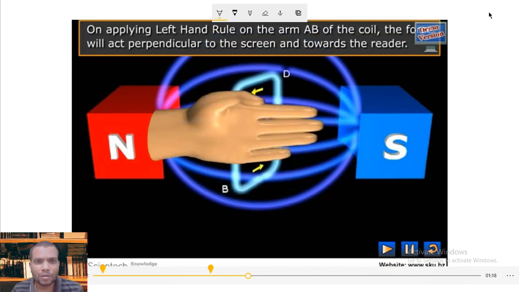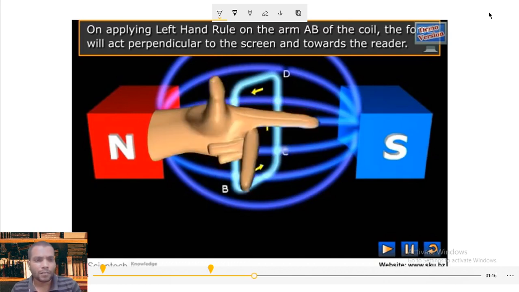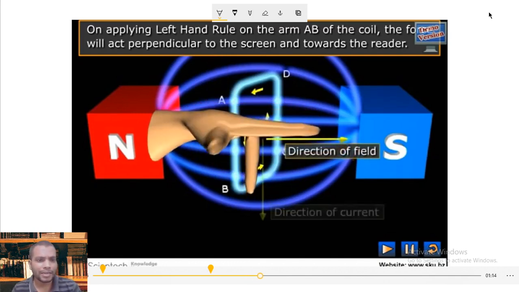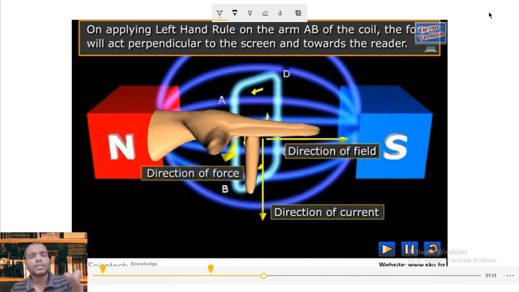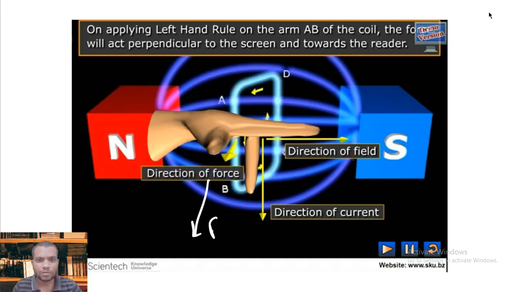Now let's apply it on the arm AB of the coil, which is exactly perpendicular to the screen. Apply Fleming's left hand rule: turn your left hand fingers such that the thumb indicates the direction of force, the pointer finger indicates the direction of field, and the middle finger indicates the direction of current. So the net force is coming out of the screen, facing opposite to me. In this case, the net force is in the downward direction. That is the force due to A to B.